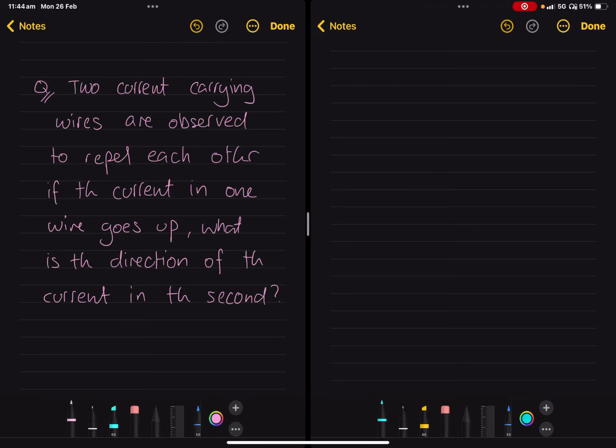Okay, so let's take a look at another electromagnetics question. Here we are told two current-carrying wires are observed to repel each other. If the current in one wire goes up, what is the direction of the current in the second wire?